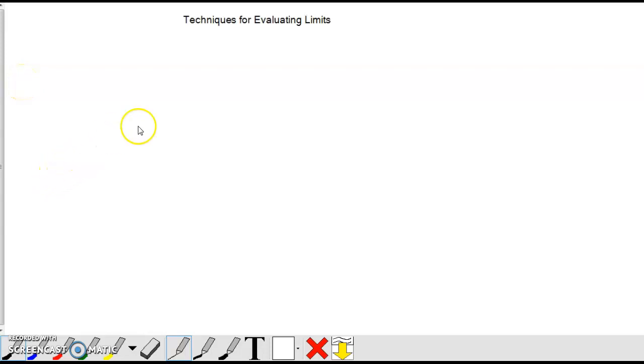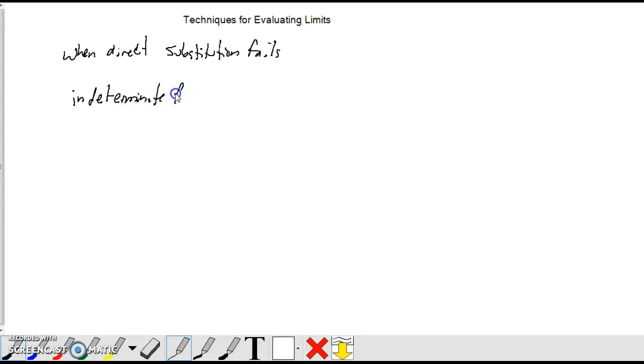Okay, so in this video, we're going to work on techniques for evaluating limits. That's one of the things. So basically, when direct substitution fails, what are we going to do? Okay, if we get some sort of form, it's called the indeterminate form.